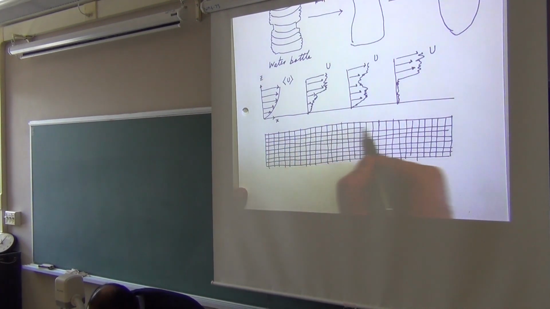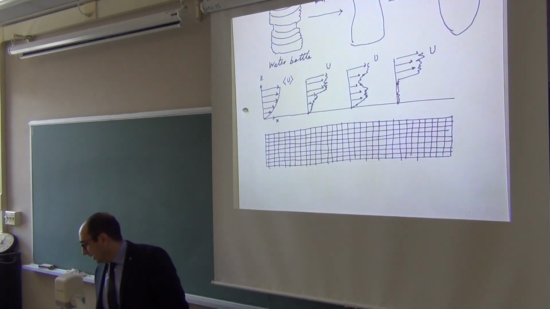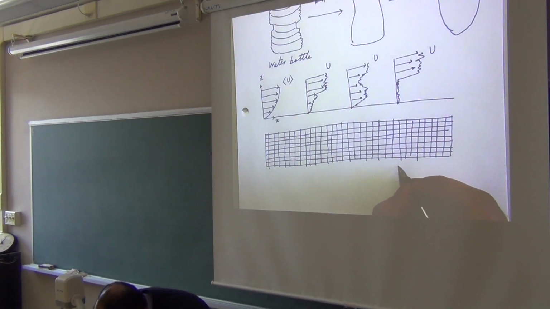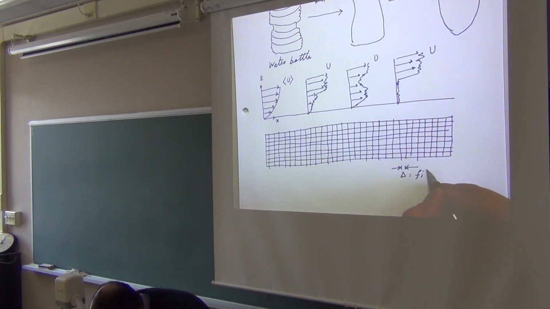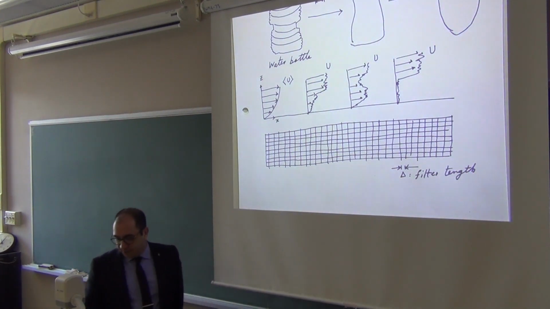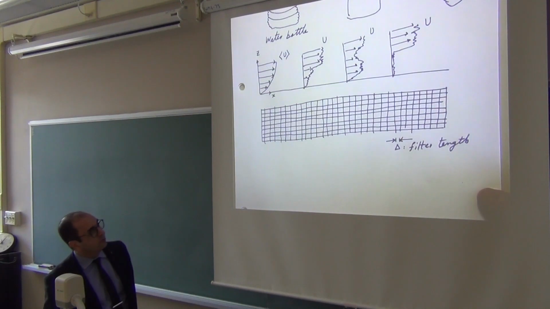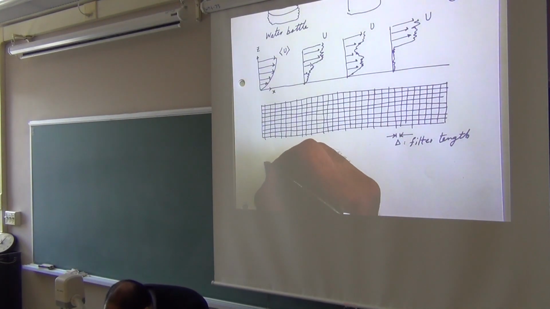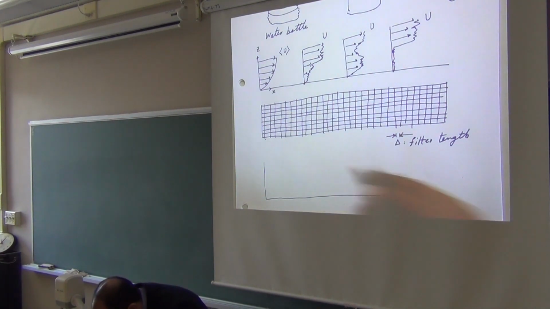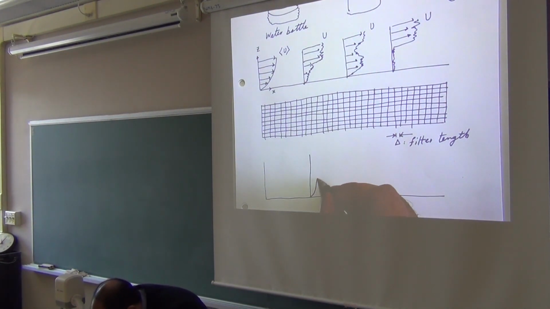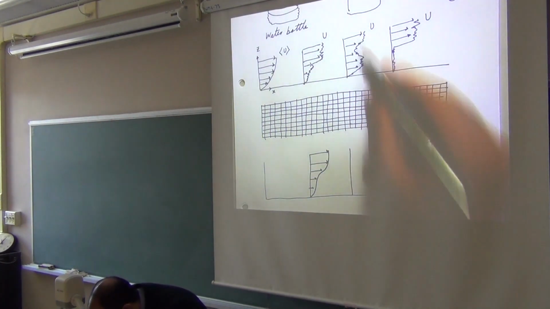Now you have a grid, and you want to simulate this flow in the transient way. The size of the grid, so this is the filter length, right? This is the spatial filtering that you apply to the velocity. If you did that, you would lose the very small features of the flow, which means that you would only capture the large scale fluctuations. So this one would look like maybe this.